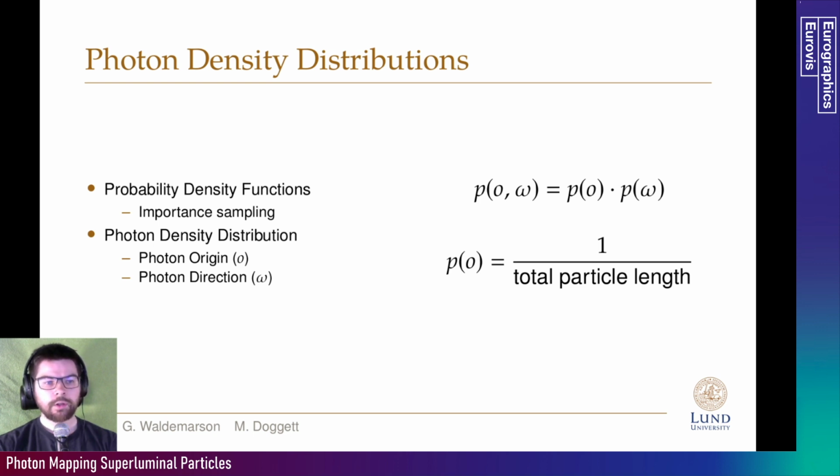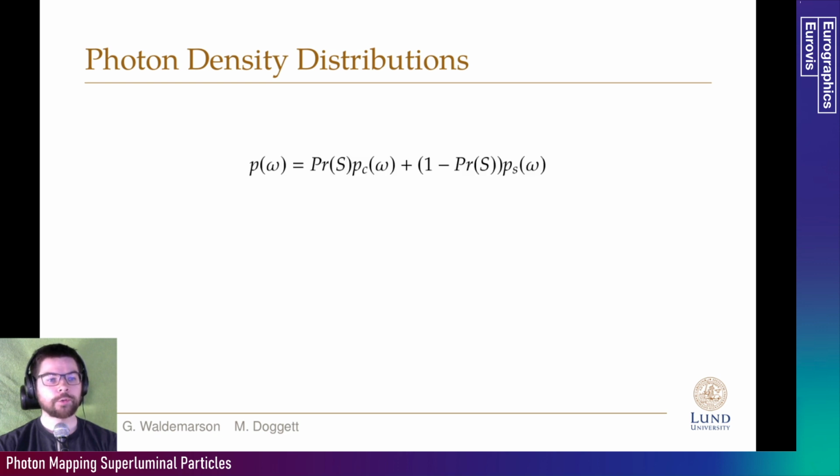Of these, the origin density is straightforward to compute. It is simply 1 over the total particle path length, as the photon will always start from somewhere along this path. The photon direction, though, is slightly trickier to compute, as our direction can be either entirely random or within the Cherenkov emission cone. To do it, we define our probability mixing model as follows.